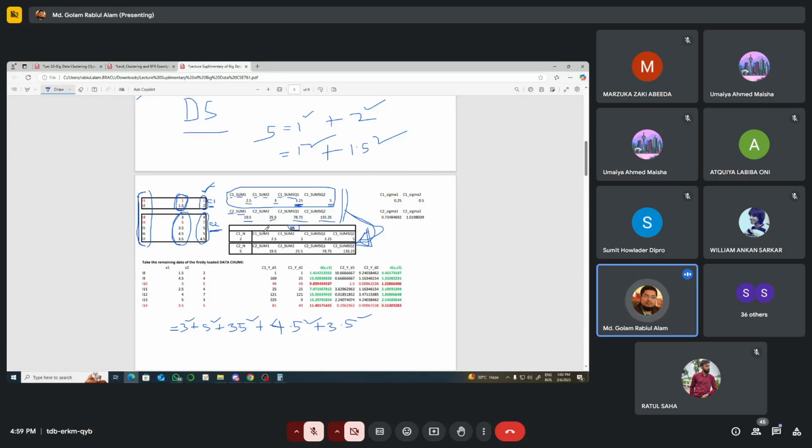Now what we have to do, we have to determine the standard deviation of the elements of cluster 1. That is called the C1 sigma of first dimension and C1 sigma of second dimension. Similarly, the C2 sigma of first dimension and C2 sigma of second dimension.